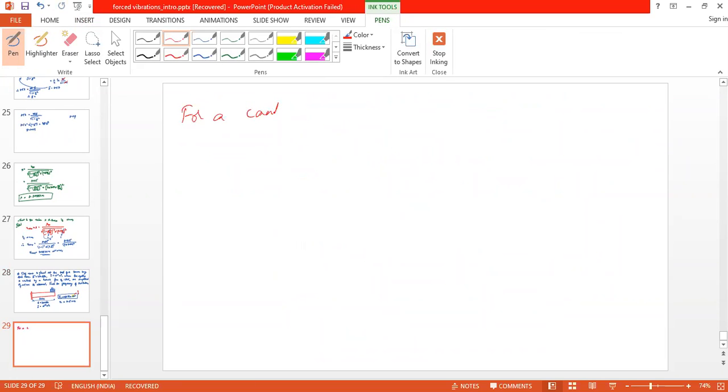For a cantilever beam, the stiffness K is equal to 3 EI by L cube. These equations will be given in the examination, so don't worry about this. They are equations from strength of materials. So the stiffness K is 3 EI by L cube.